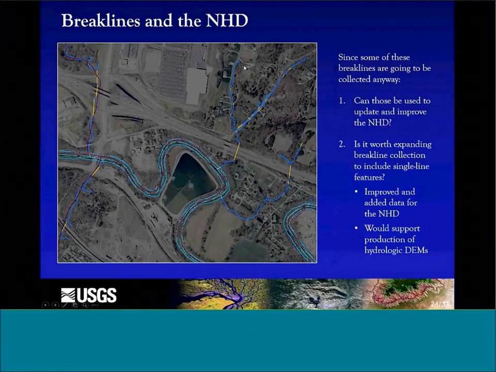These extra lines here, all of these additional LIDAR-based lines, would allow the elevation side of the house to make improved DEMs and different types of DEMs. If we have these culverts and these single lines, we can start making hydrologic DEMs that are hydro-enforced or even hydro-flattened, in addition to the topographic DEMs.